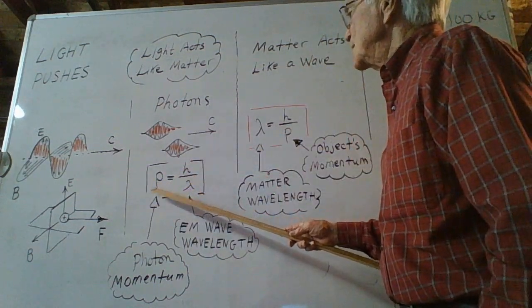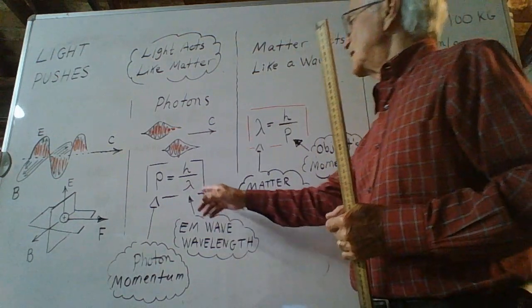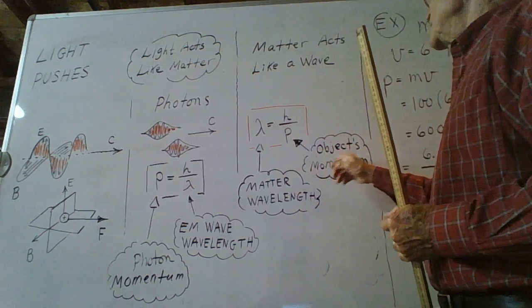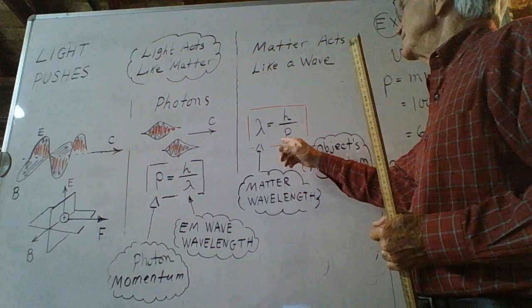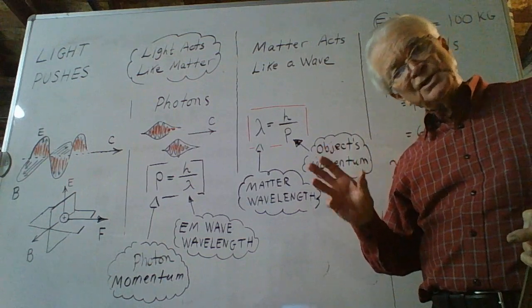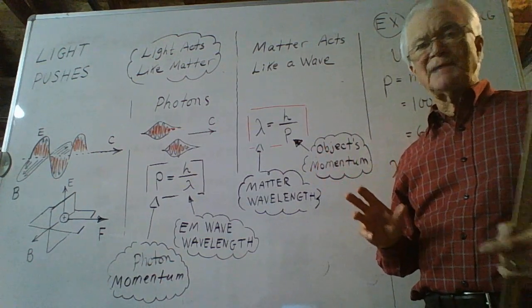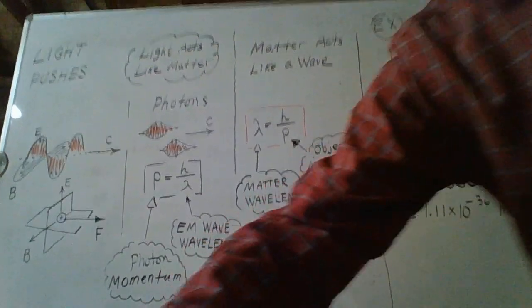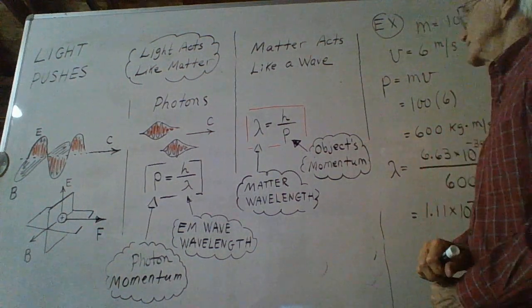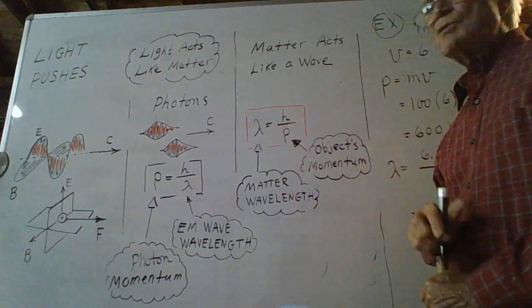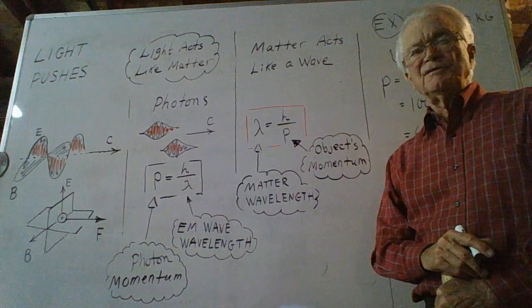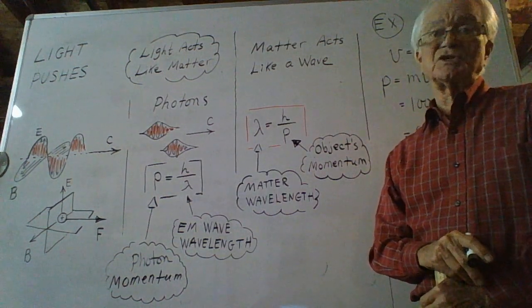This is a photon momentum associated with an electromagnetic wave whose wavelength is lambda. This is the object's momentum, and that's the corresponding wavelength of the object's matter wave. It's this matter wave that is totally new. It was first postulated in 1926 by Louis de Broglie. I'll write down his name later in a subsequent lecture. Let's use this equation to calculate the matter wavelength, as we call it, the de Broglie wavelength, as it's also called, for a 100 kilogram object moving at 6 meters per second.